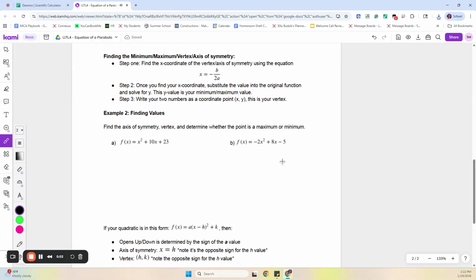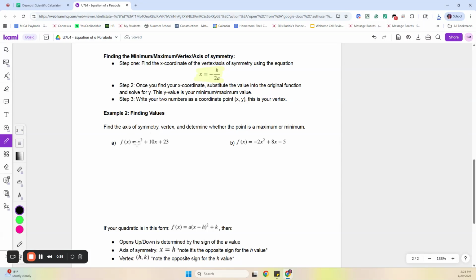Now we want to actually find a value for the minimum, the maximum, the vertex, and the axis of symmetry. So lots of things we're finding here. Step one is finding the x-coordinate of the vertex and the axis of symmetry using this equation. I will give this to you on a cheat sheet, so you don't necessarily have to memorize it, but you still need to know when and how to use it. So x equals negative b over 2a. Let's go ahead and start, and we'll go through all of our steps.